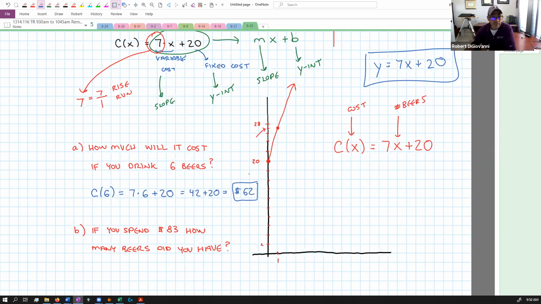Make sense? Yes, that's not even including the Uber, huh? Yeah, hopefully you're Ubering. Exactly. Or taking the bus.